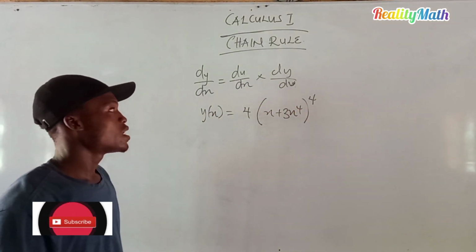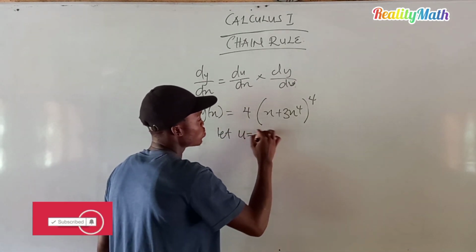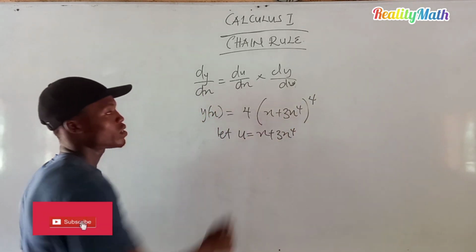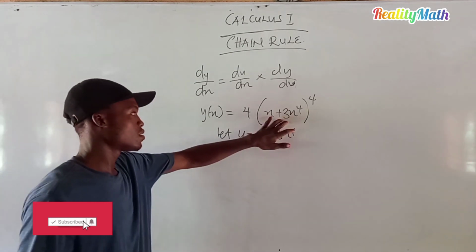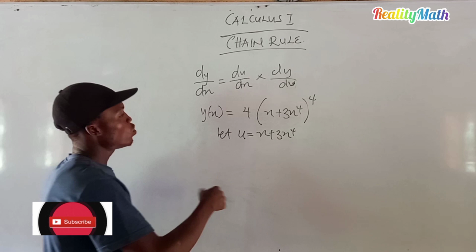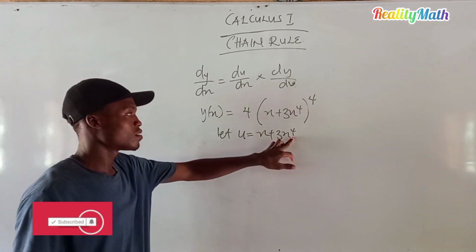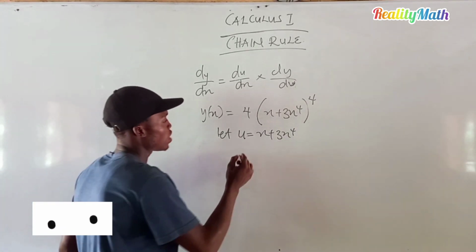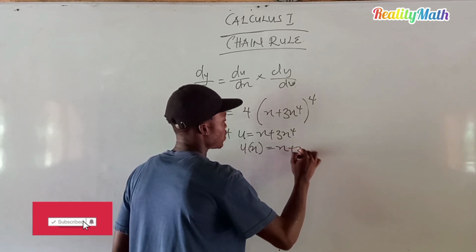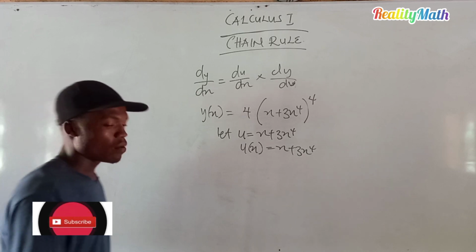Let's get to understand the terms. Let our u be equal to x plus 3x to the power 4, which is the inner part of the function, the one in the bracket. So the whole of this is equal to u. Now we are going to differentiate this in terms of x because the function is in terms of x. In other words, we can rewrite this as u of x is equal to x plus 3x to the power 4. It can still be written as this, but let's take it out.